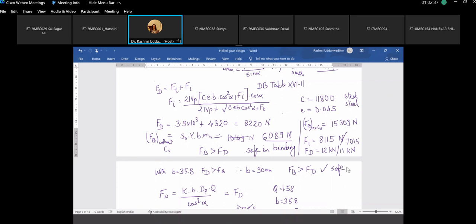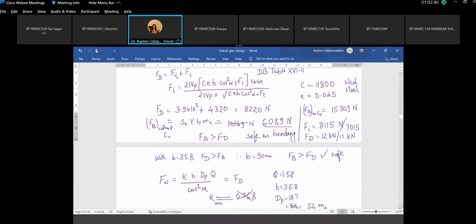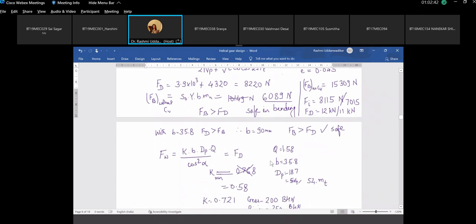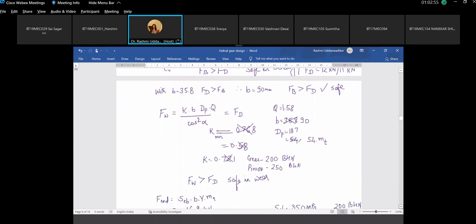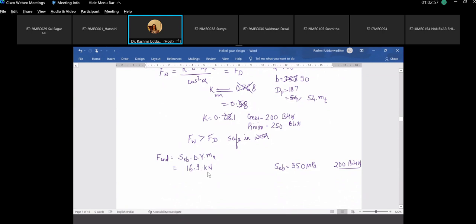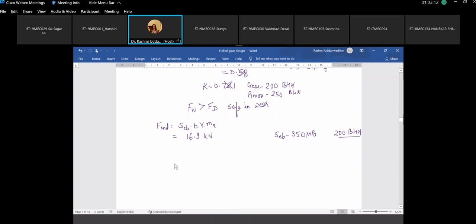And now everything would change. Since B has changed, the value of K will also change. With this value of 90, you'll get a different value of K. Value of BHN would change. And because BHN changes, this value will also change. I hope this part you can do on your own. I'll just dictate another question and I want you to solve that question on your own. This would be a slightly simpler question.